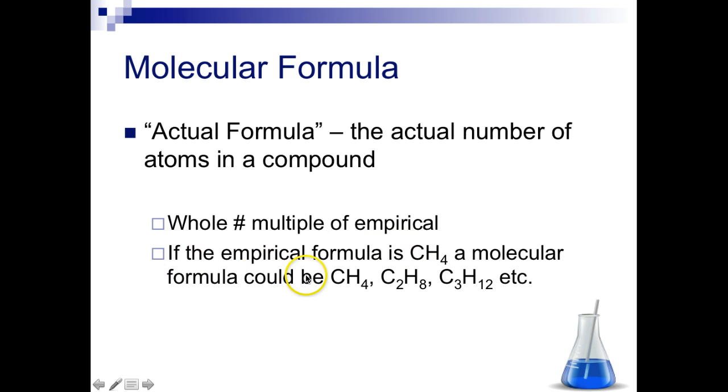So for example, if we're looking at CH4 as an empirical formula, that could be the empirical formula for a molecular formula of CH4, C2H8, C3H12. We can go on and on and on. So what we did is to go from CH4 to C2H8, we just took our empirical formula and multiplied it by 2. For C3H12, we took our empirical formula and multiplied it by 3.